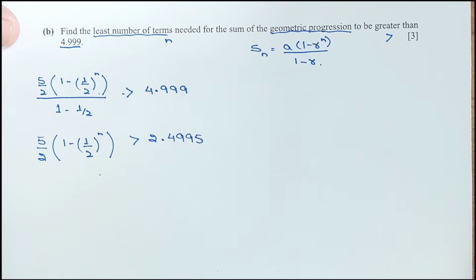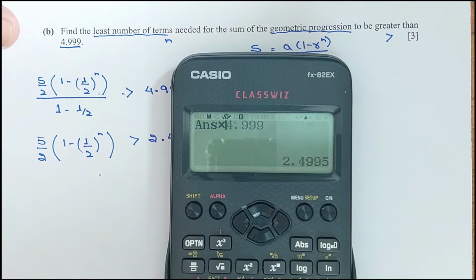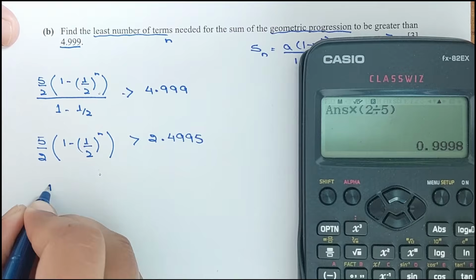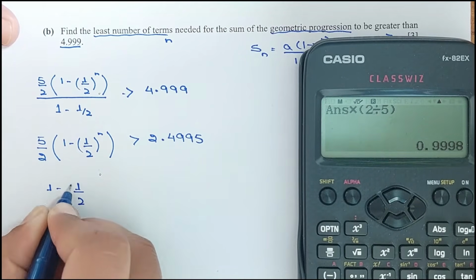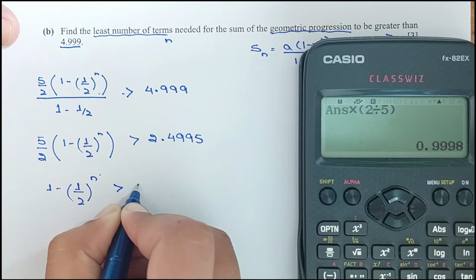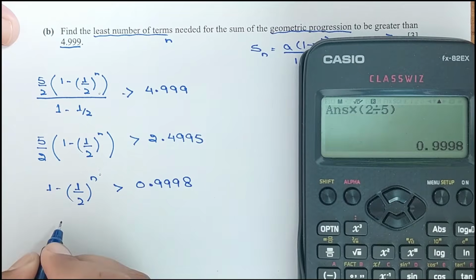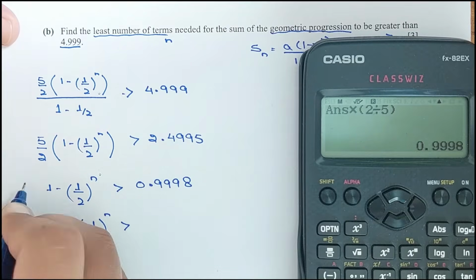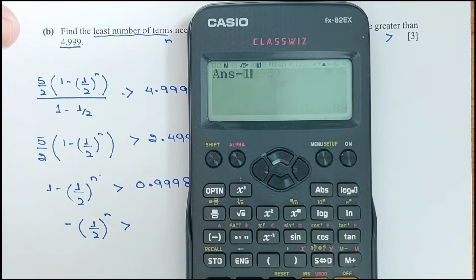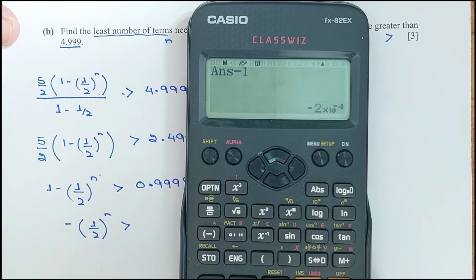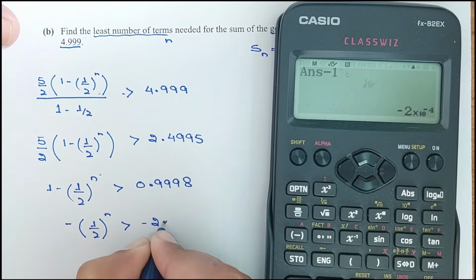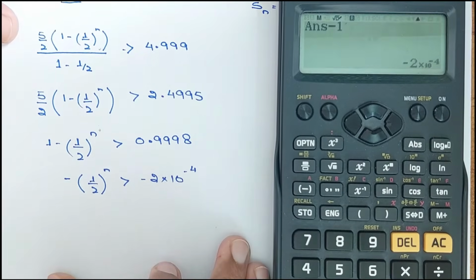We have 5 by 2, do the reciprocal, which is 2 by 5. So times this by 2 by 5, which is 0.9998. 1 minus 1 by 2, its whole power n is greater than 0.9998, right? Okay, now minus 1 by 2 whole power n is greater than, shifting minus 1 to the other side, which is equals to minus 2 times 10 power minus 4.